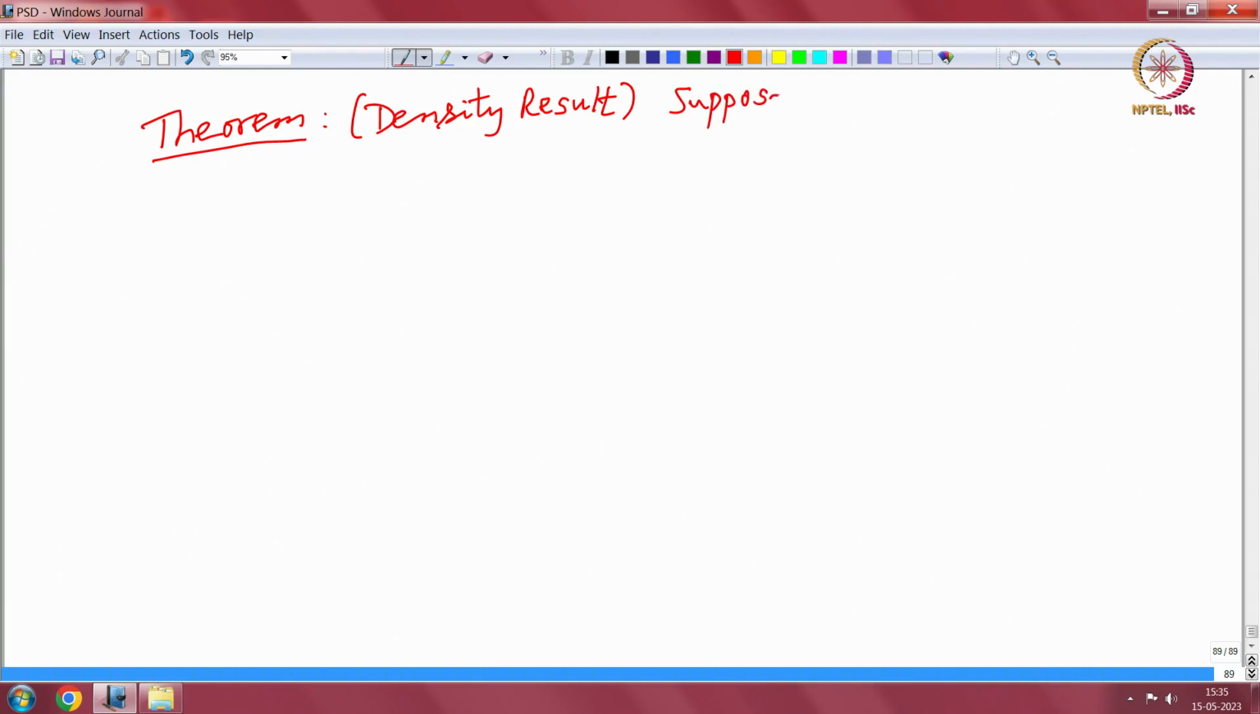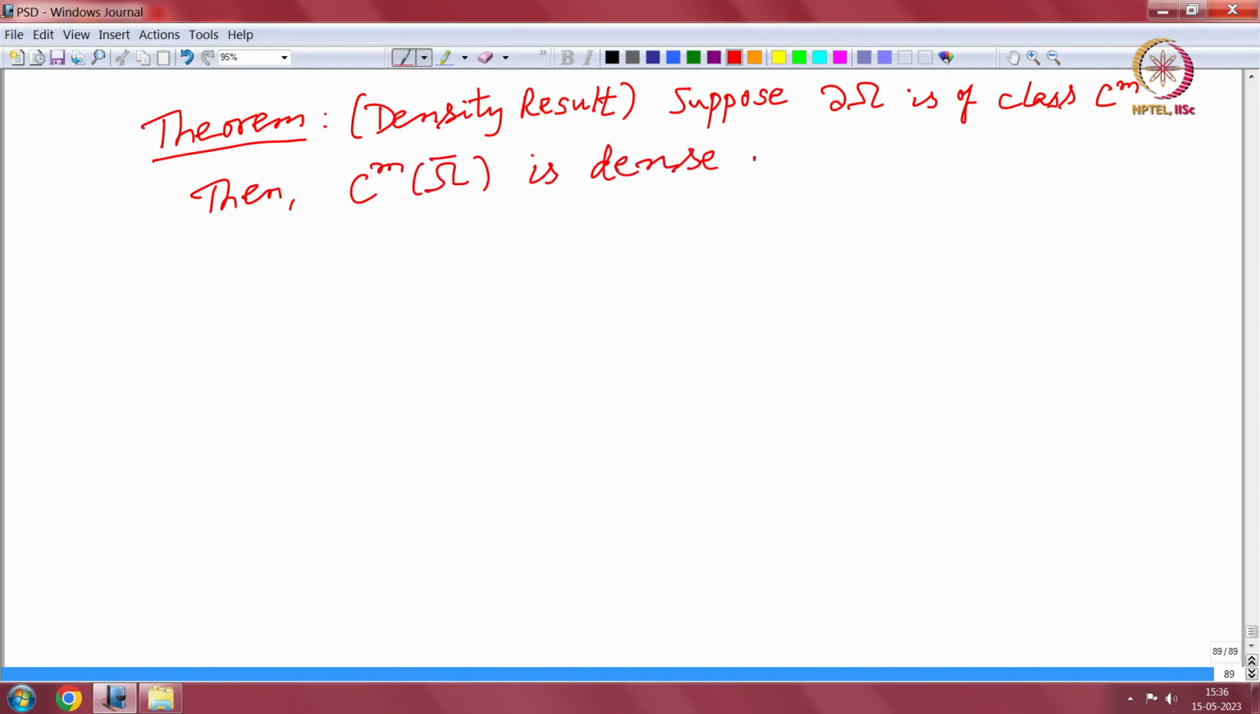Suppose Ω is a bounded domain. I will just write the condition on the boundary: the boundary is of class C^m. Then C^m(Ω̄) is dense in H^m(Ω).